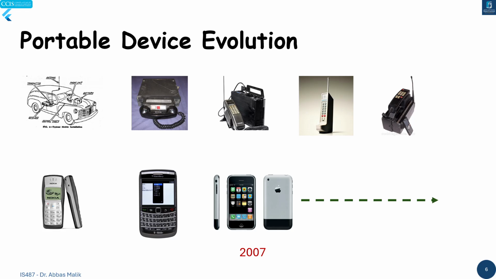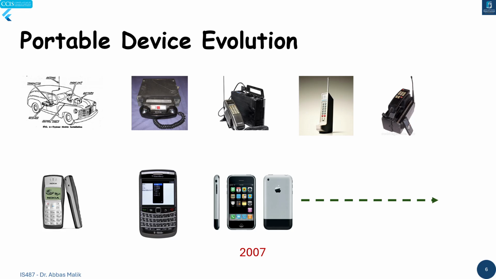So here is a transition starting in the 1940s. Later on, Motorola came up with a device which is quite heavy. It is more like a big brick, you need to be a bodybuilder to carry it around. And then eventually the size goes down, down, down.